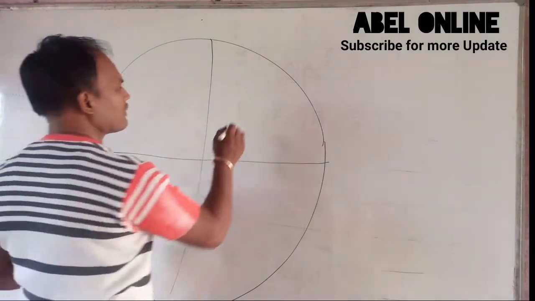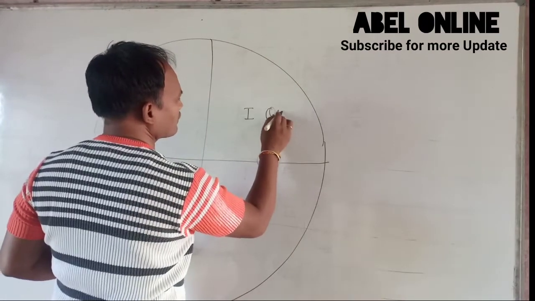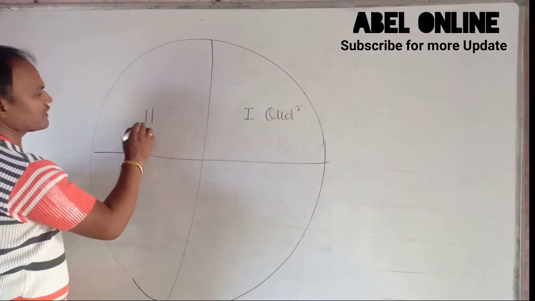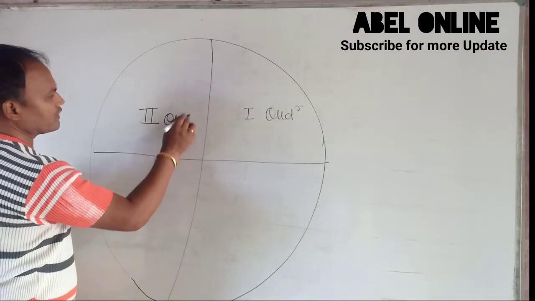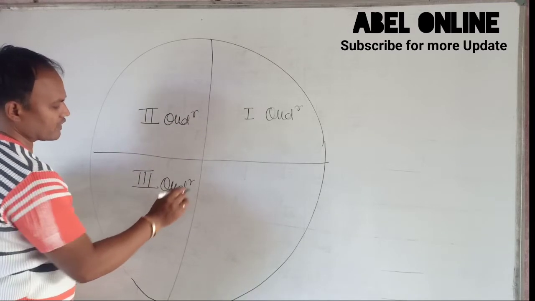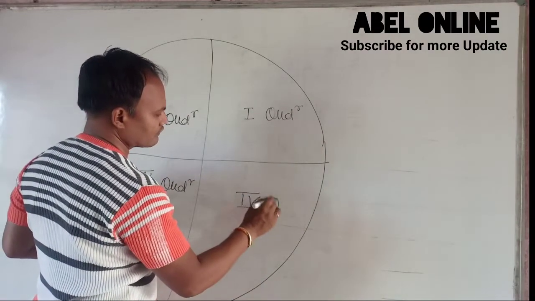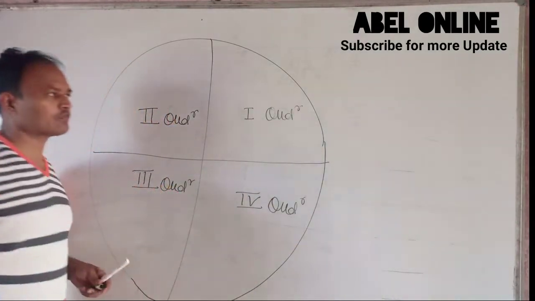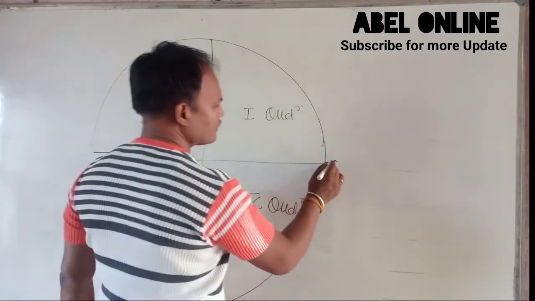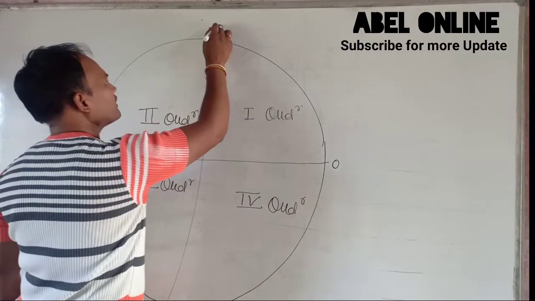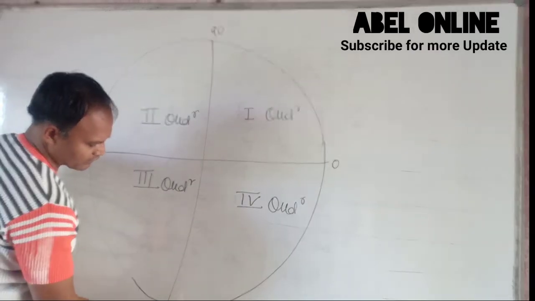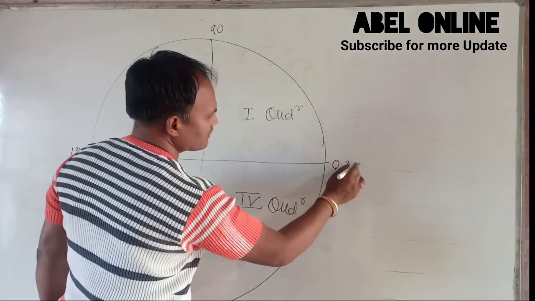This is called the first quadrant. The next one is called the second quadrant. The next one is the third quadrant. The next one is the fourth quadrant. Here is 0 degree, the next one is 90 degree, here is 180 degree, the next one is 270 degree, and the next one is 360 degree.